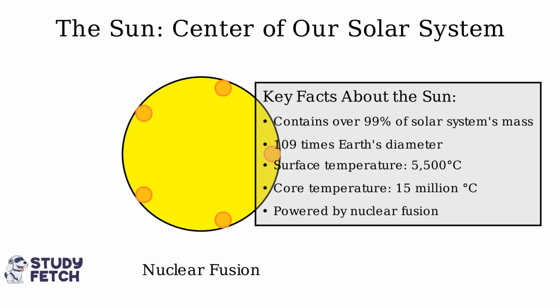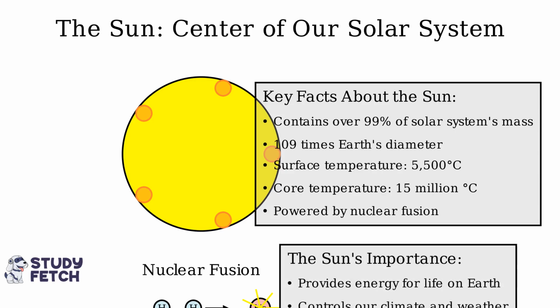The Sun's incredible energy comes from nuclear fusion in its core, where hydrogen atoms combine to form helium, releasing massive amounts of energy in the process. This energy is crucial for life on Earth, powering photosynthesis in plants and driving our climate and weather patterns.